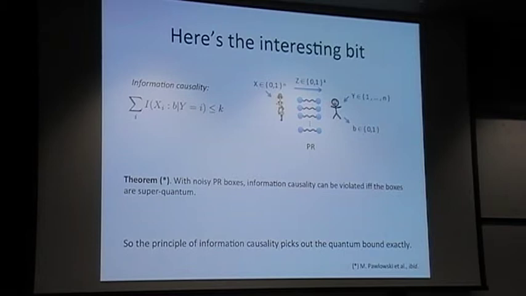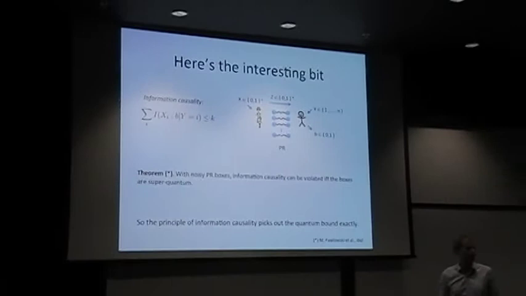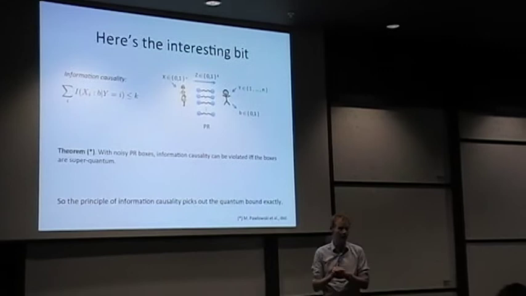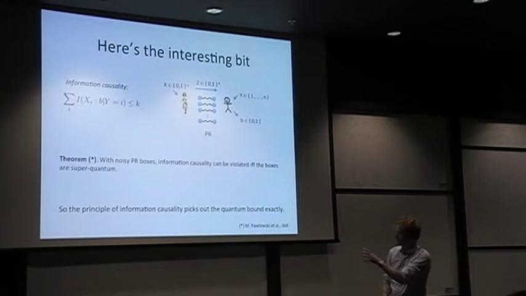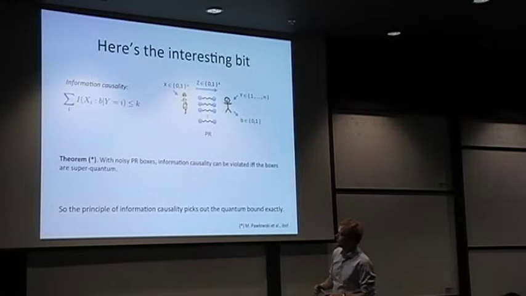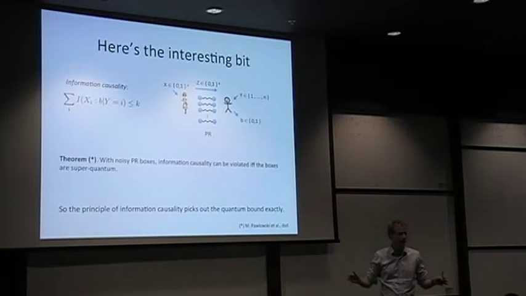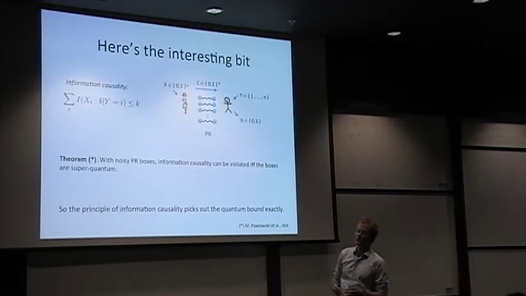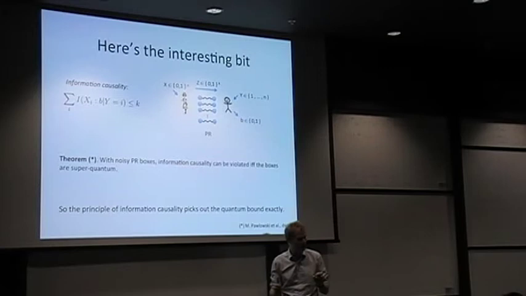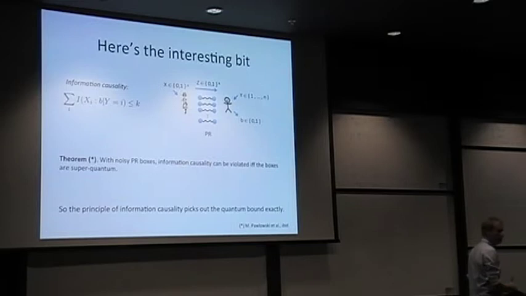The theorem that they show is that with these noisy PR boxes, information causality can be violated if and only if the boxes are super quantum. So it's not merely that the perfect PR box enables you to do better than the quantum players. What we've recovered is a nicer result than that. Because this principle of information causality picks out the quantum bound exactly. It shows that if you can only do what the quantum players can do, you always satisfy this thing. And as soon as you can be better than that, as soon as you're more non-local, even by a tiny, tiny bit, then you violate this reasonably natural-looking principle.